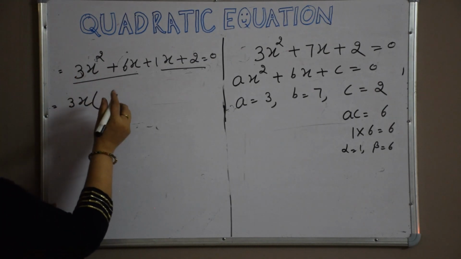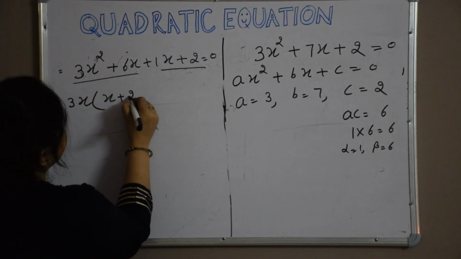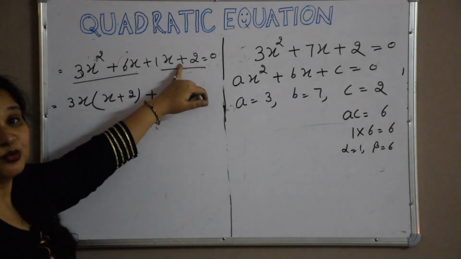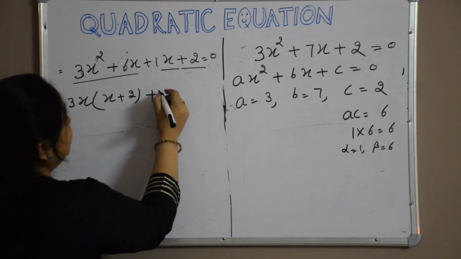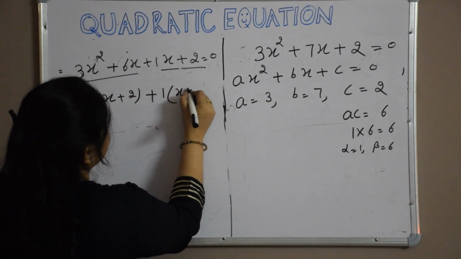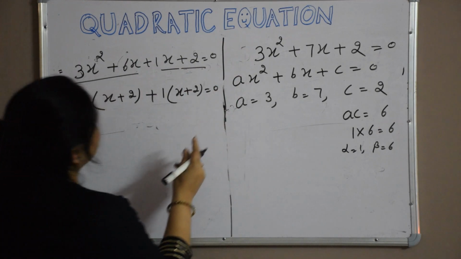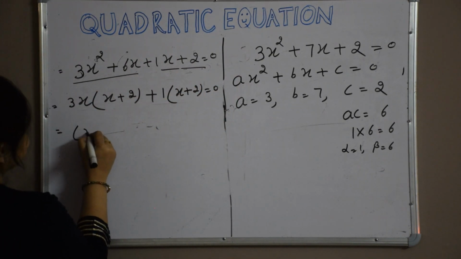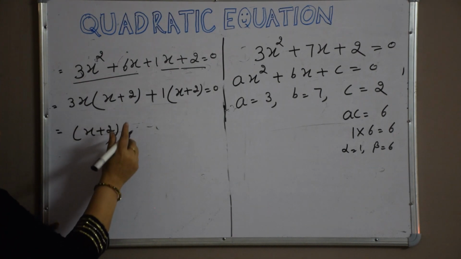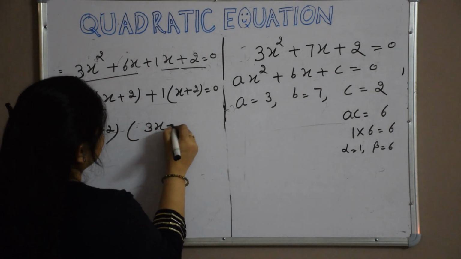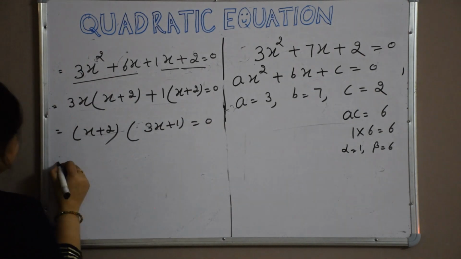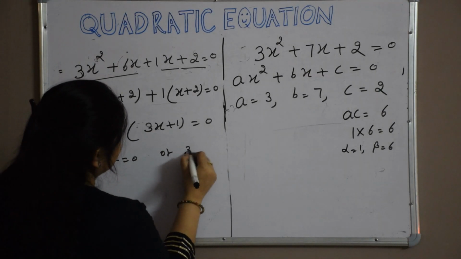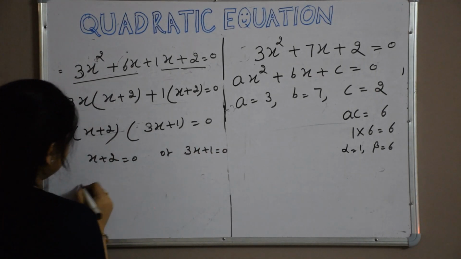We can see 3x is common and x plus 2, and from here also there is no number common, x plus 2. There is nothing common, so whenever this type of situation comes, we take 1 as common number because 1 divides both the numbers completely, and here x plus 2 is totally common and 3x plus 1 equals to 0. Now x plus 2 is equal to 0 or 3x plus 1 is equal to 0.